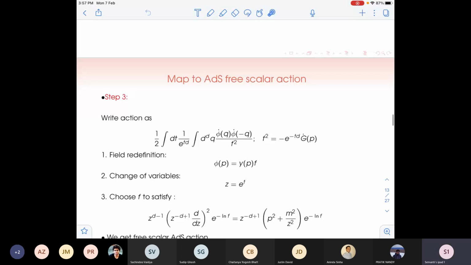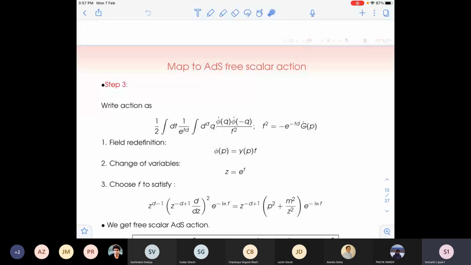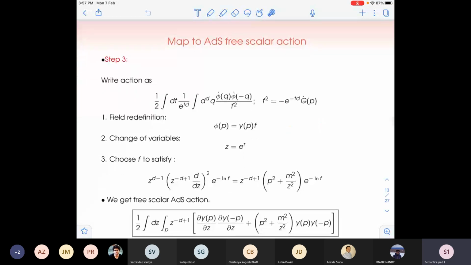We are defining a new field Yp which is related to phi in terms of f, where f we have defined in this way, where g was the Green's function of that theory, but we have put this kind of factor in view of lateral convenience that it can give some metric determinant term in this part of redefinition.